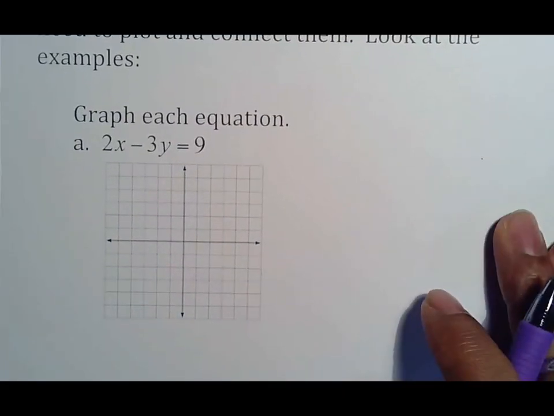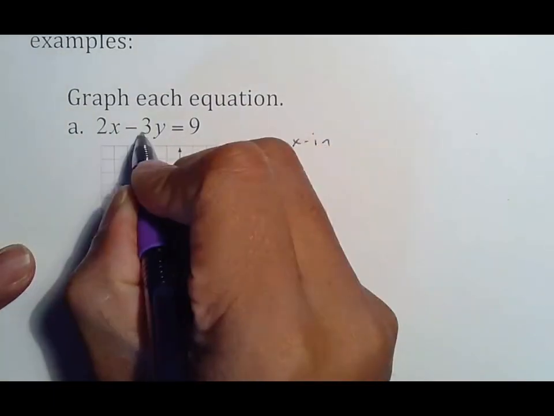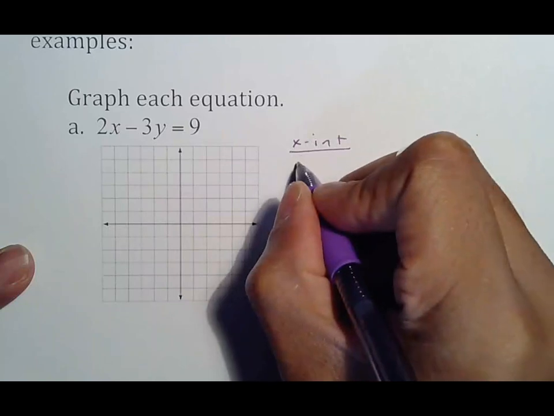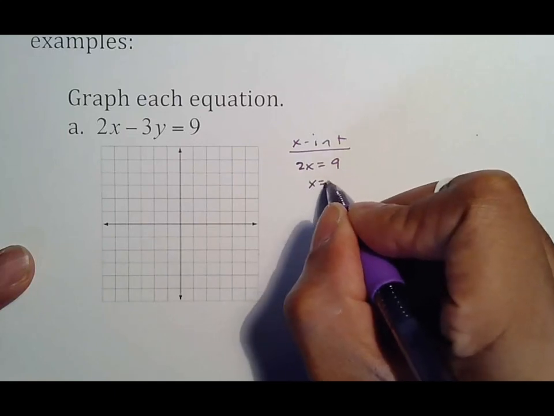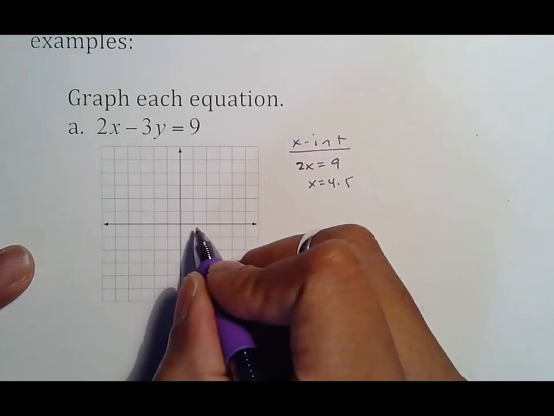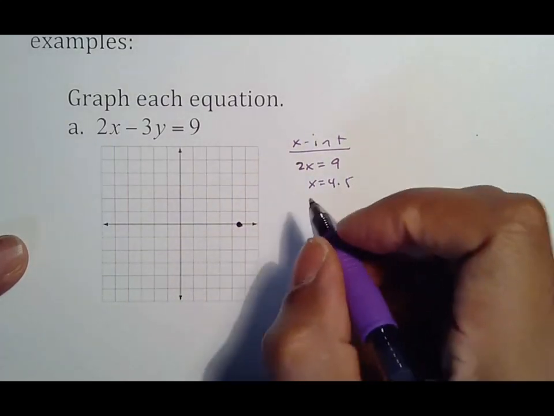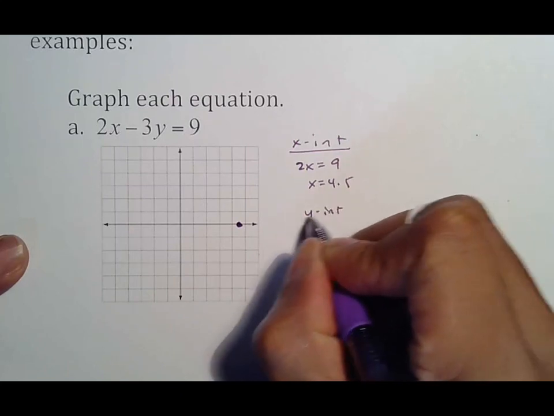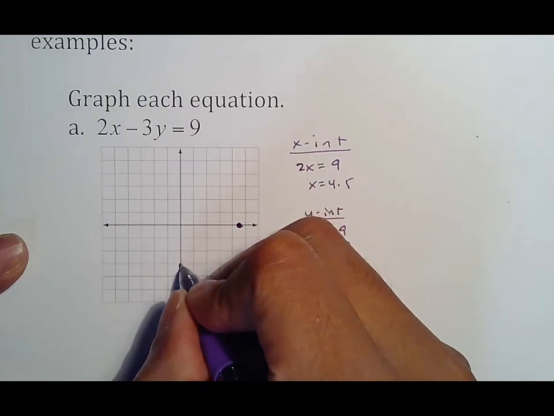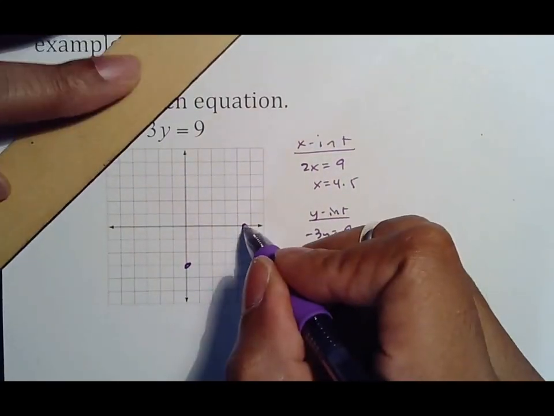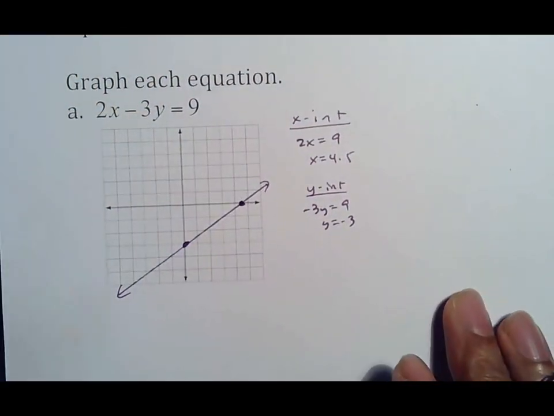So here are your examples on how to graph a line in standard form. If it's in standard form, again, x and y together, constant on the other side. First thing I'll start off with is finding my x-intercept. Notice how I ignored the y. Therefore, x is 4.5. So 1, 2, 3, 4 and a half. Y-intercept would be negative 3y equals 9. Therefore, y is negative 3, which means down 3. And again, once you get those 2 points, just like with anything else, you will connect them and finish it off.